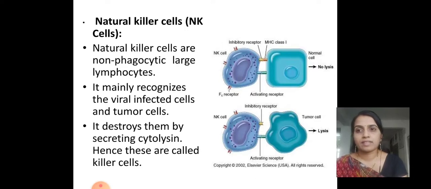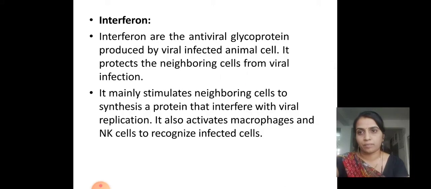So it mainly recognizes virus-infected cells and tumor cells. It destroys them by secreting cytolysin enzyme. Hence, these are called killer cells. Once they have detected the viral bodies or tumor cells nearby, they release this cytolytic enzyme, and after that enzymatic action the cell gets destroyed. This is the mechanism of the natural killer cell.